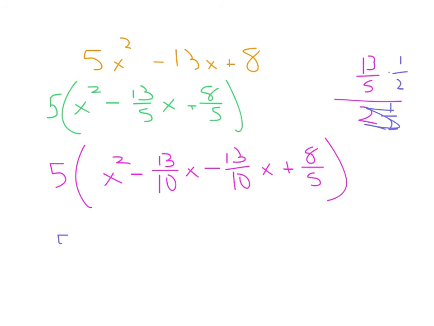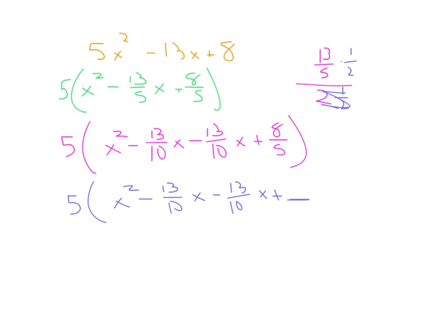Now, we want this to be x squared minus 13/10 x minus 13/10 x plus something or other. So let's think about what that something or other has to be. So what that has to be is 13/10 times 13/10. So 169/100. Now if I add that, I have to subtract that also, 169/100. And I still have the 8/5.